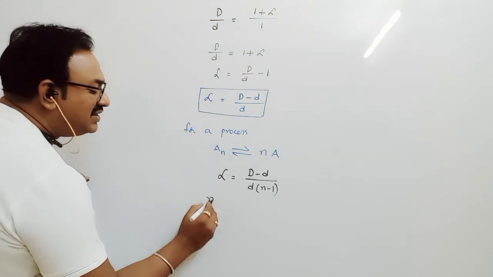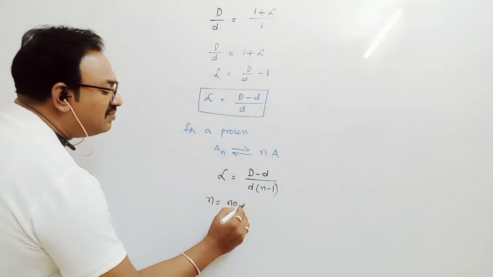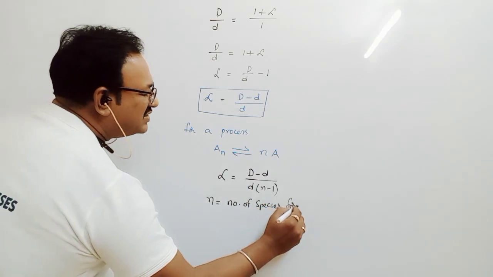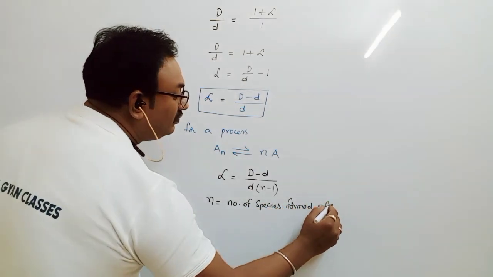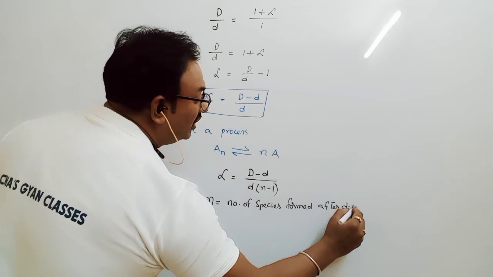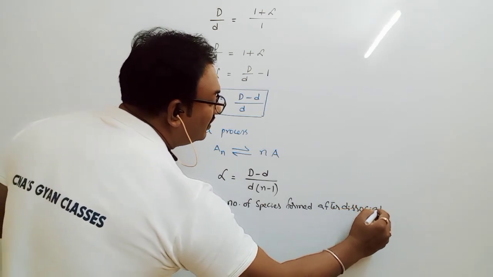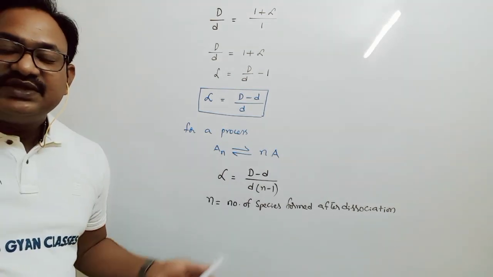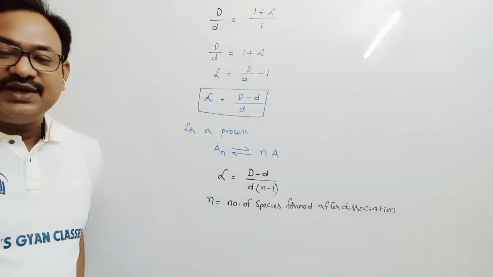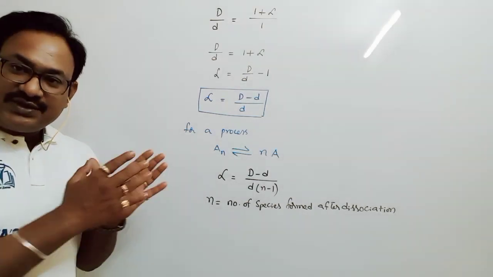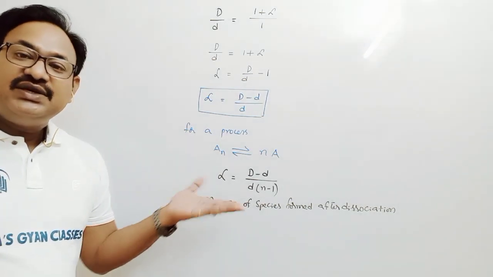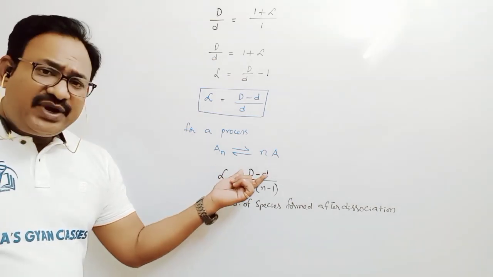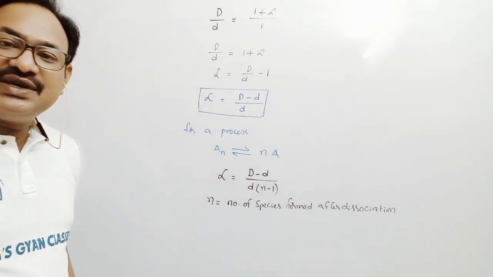What is n here? n is the number of species formed after dissociation. Okay, so this is the formula you have to understand. So you got it. This is the relation between vapor density and the degree of dissociation. You can also take molecular weight instead of vapor density.